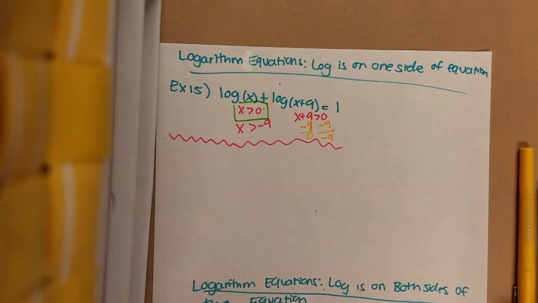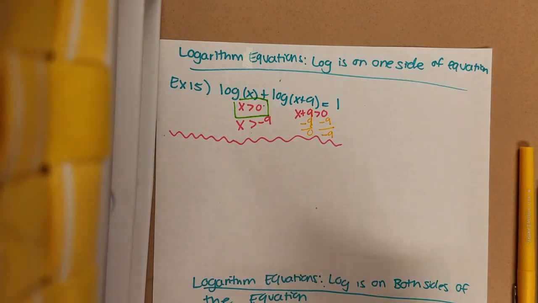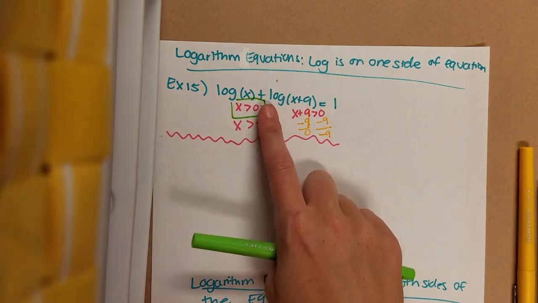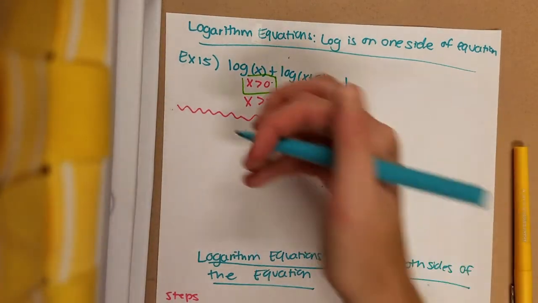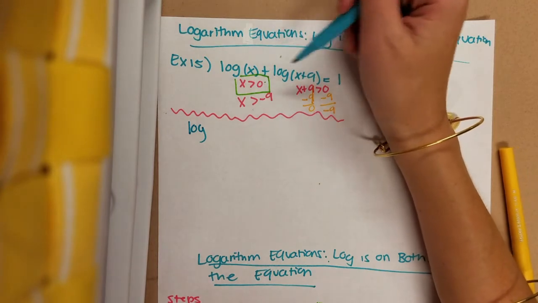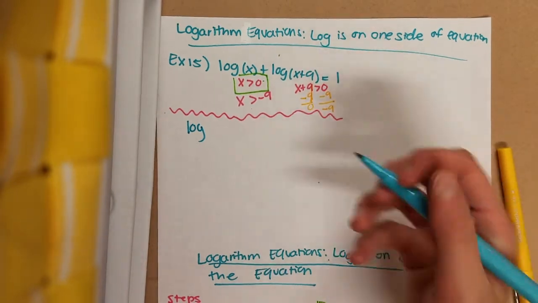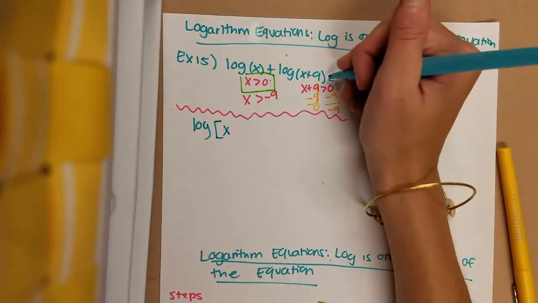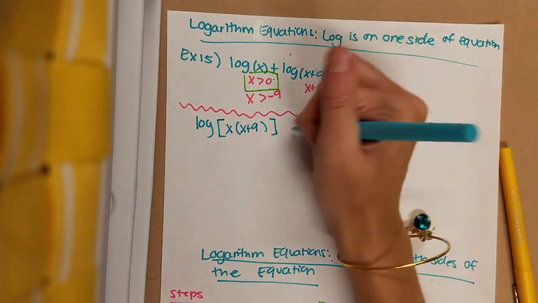Now that that's out of the way, we must first combine these logs into one logarithm using properties of logs. Since we have two logs that are added, you already knew we're going to be using the product property. The product property says that if I have two things in separate logs that are added, I can combine them into one log and multiply each piece. So this will be log of x times x plus 9, and it still equals 1.